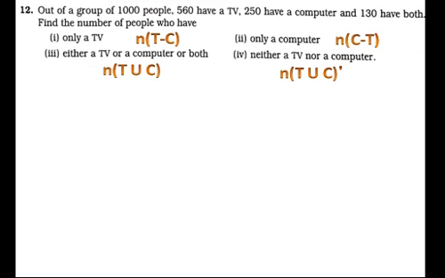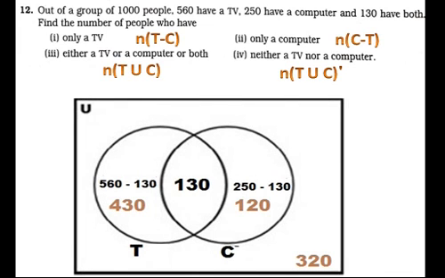What I'm going to provide you is the Venn diagram related to the question. See if you can understand it. I have made a rectangle representing the universal set. Within the universal set, I have taken two sets represented by T and C, T for television, C for computer. There were 130 people who have both television as well as computer, so I have written the common part first.